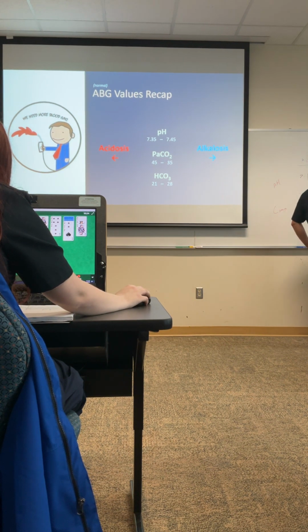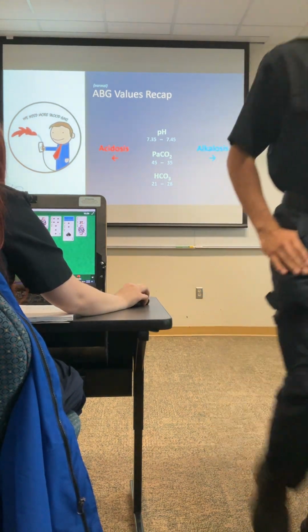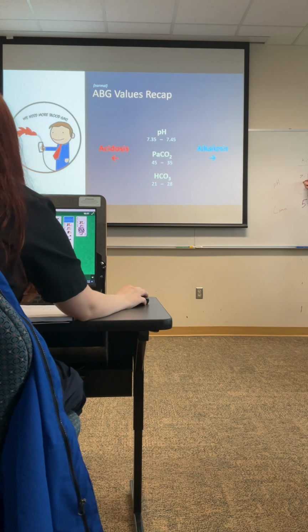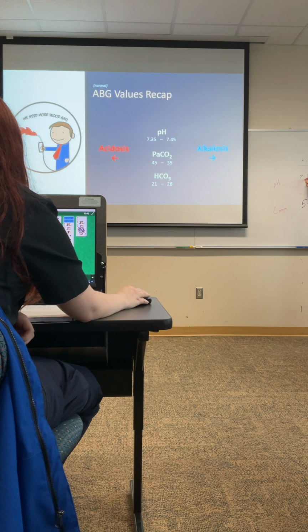So now we can draw a distinction. Very good, Nancy. We see a correlation between the pH and the CO2. They are in the same column. So this means, is this patient acidic or alkalotic? Acidic, they are in respiratory acidosis.